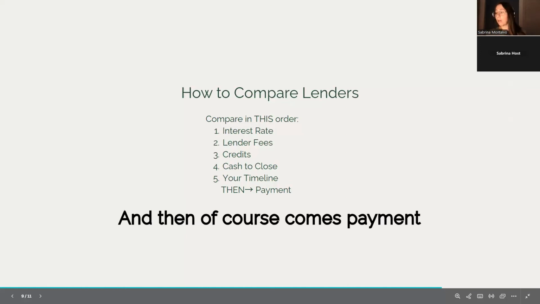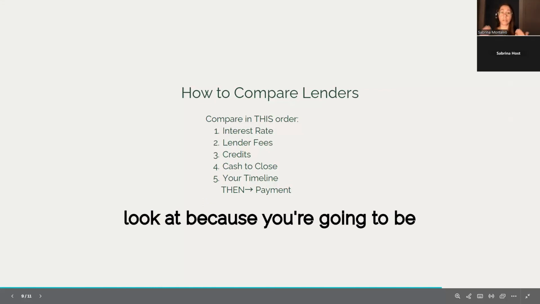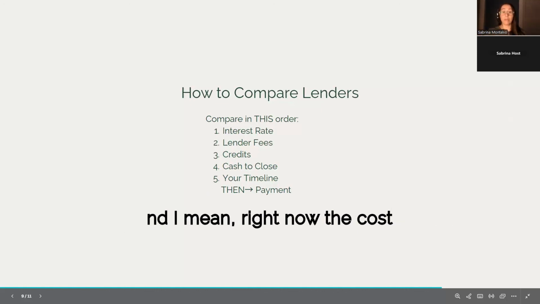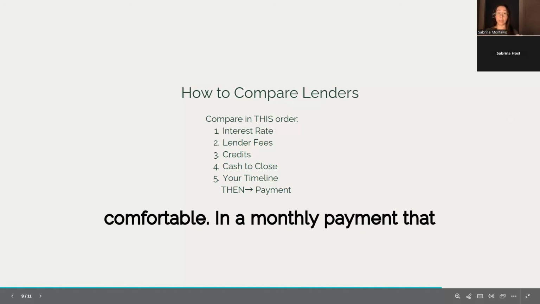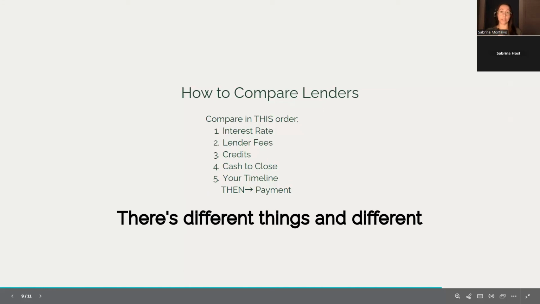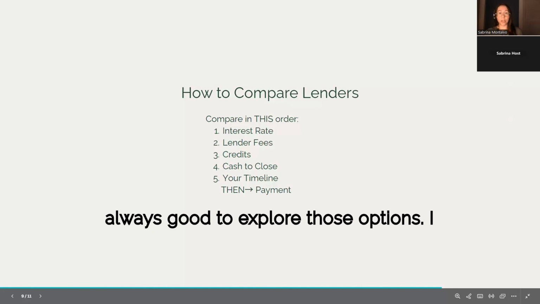And then, of course, comes payment after that. You want to look at the payment because you're going to be making it every single month. Right now, the cost of living is really high, so make sure you're comfortable with a monthly payment you're not going to regret. There are different things you can do out there, so it's always good to explore those options.